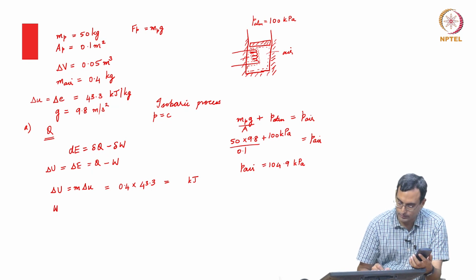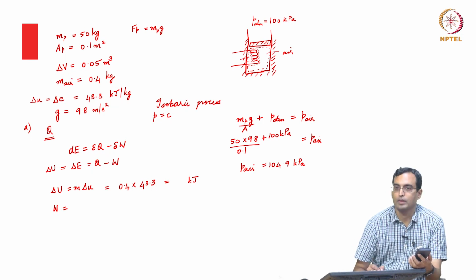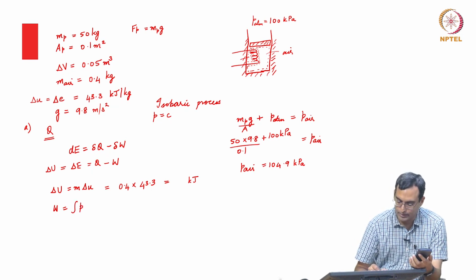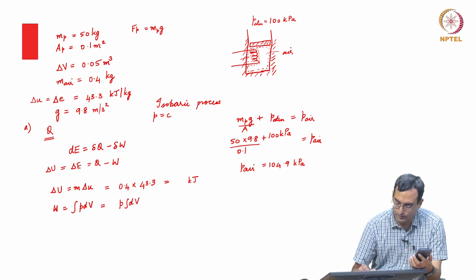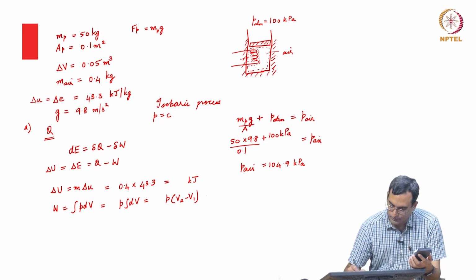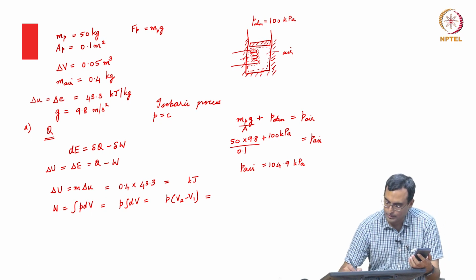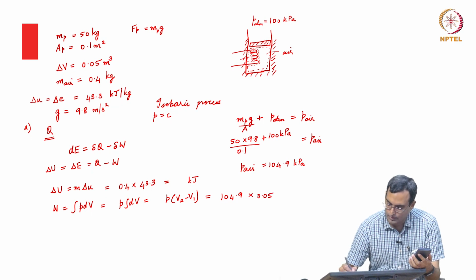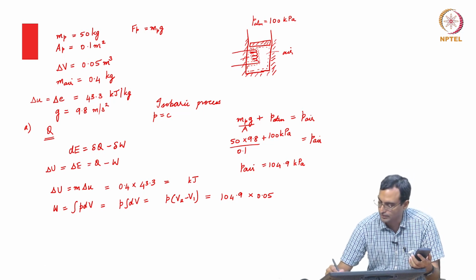I can find out the work. This is expansion against a constant pressure. It is expansion work for a simple compressible substance, which is generally given as the integral of PdV. Since the pressure is constant in this particular case, it just becomes P times the integral of dV, which is essentially P into V2 minus V1. I know the change in volume, it is already given. So this is essentially 104.9 into 0.05. This is in kilopascals, this is in meter cube. I will get units of kilopascal meter cube, which is essentially kilojoules.